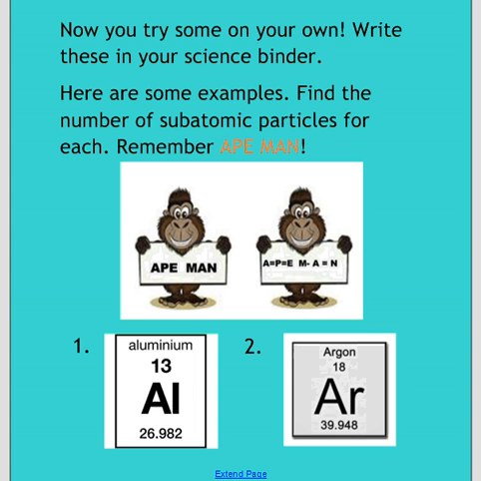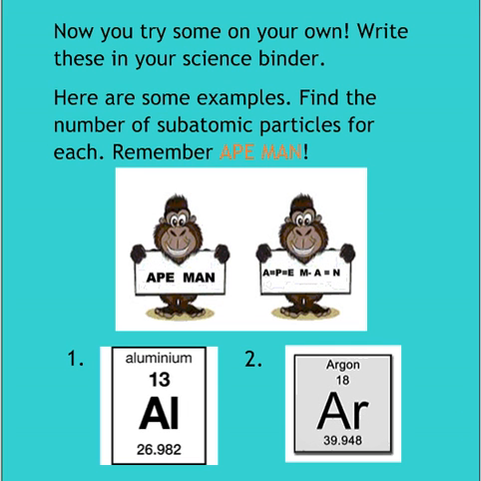So now that we've done a few, I want you to try some on your own. Write these in your science binder. Go through and write the abbreviations for 8-man and what it means. And I want you to find the number of subatomic particles, or protons, neutrons, and electrons, for each of these elements on the periodic table. And just remember, use 8-man. So the first example here is aluminum. Pay attention to its atomic number and atomic mass. And number 2 is argon. Again, also pay attention to the values that you're going to need. Plug them in and write down how many protons, how many neutrons, and how many electrons both of those elements have. When you're done, you can share with your class or your teacher, however you're going to do it, and then we're going to move on from there.